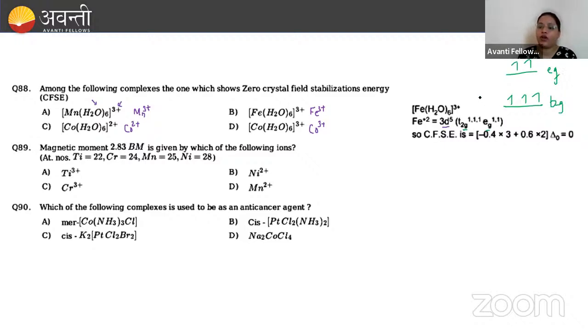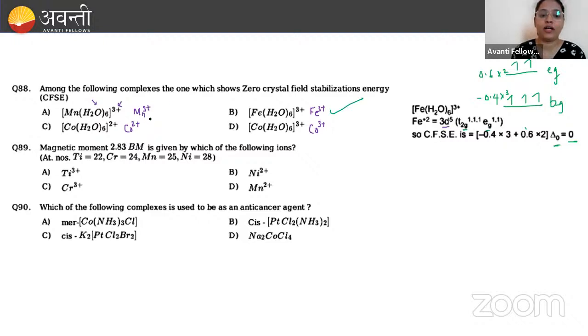For t2g, the stabilization energy is minus 0.4, because it is below the barycenter. That much decrease of energy happens, and for eg, 0.6, that much amount of energy is increased. That's why it is a positive sign. So let's do the calculation. Multiplied by 3, multiplied by 2, 4 3s are 12, 6 2s are 12. When you do the delta 0 multiplied by 0, you will get the answer 0. So for option B, you are getting crystal field stabilization energy 0.